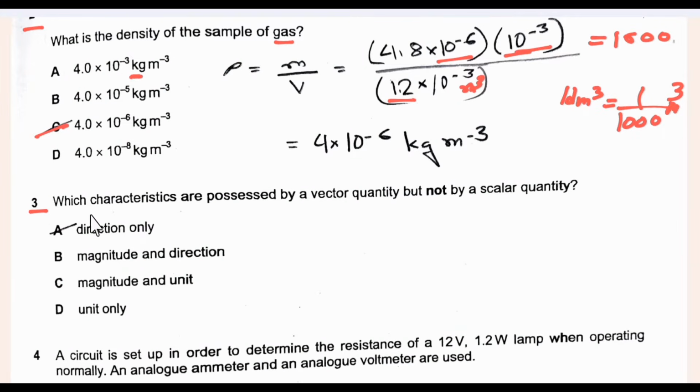Question number 3. Which characteristics are possessed by a vector quantity but not by a scalar quantity? Vector quantities have magnitude and direction, while scalar quantities have only magnitude. So which quantity is only possessed by vector quantities and not by scalars? It would be direction, since a vector has magnitude and direction but a scalar has no direction.